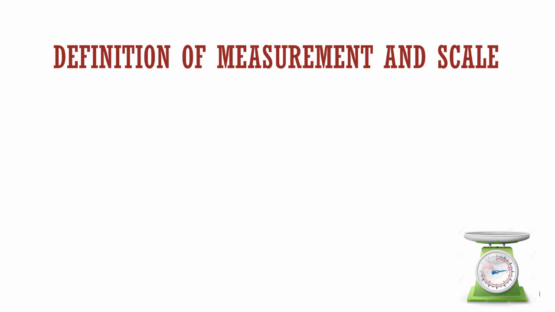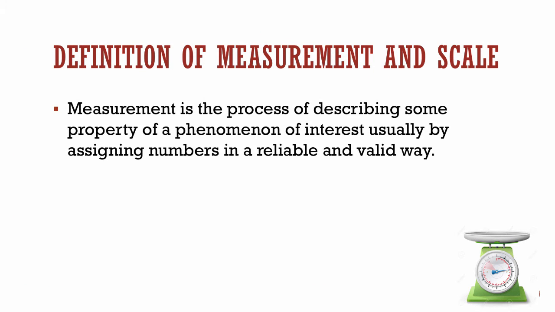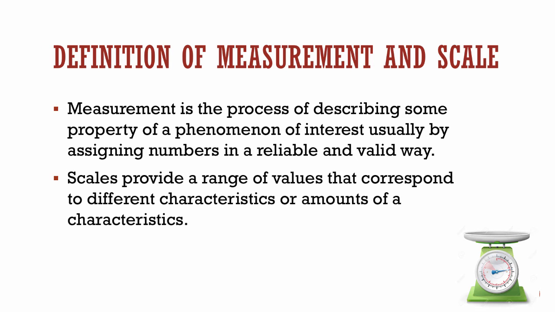Here's the definition of a measurement. Measurement is the process of describing some property of a phenomenon of interest, 47 inches of waist. So 47, usually by assigning numbers in a systematic way that aims to be reliable and valid. Scales provide a range of values that correspond to different characteristics or amounts of characteristics.